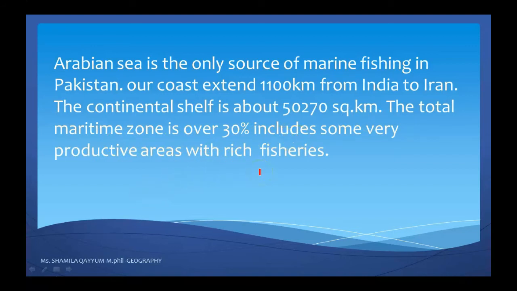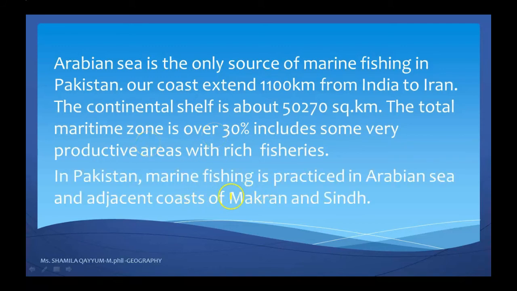Let's define these difficult terms. Continental shelf is actually the edge of a continent that lies under the sea or ocean. The maritime zone is actually a boundary which is a conceptual division under international law of internal waters or sea, which is the right of a country to use for fishing purpose, extraction of minerals or other biological resources. Pakistan's maritime zone is 12 nautical miles. In Pakistan, marine fishing is practiced in the Arabian Sea and adjacent coast of Makran and Sindh.